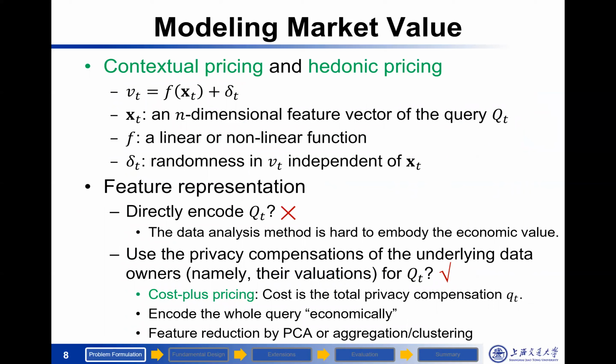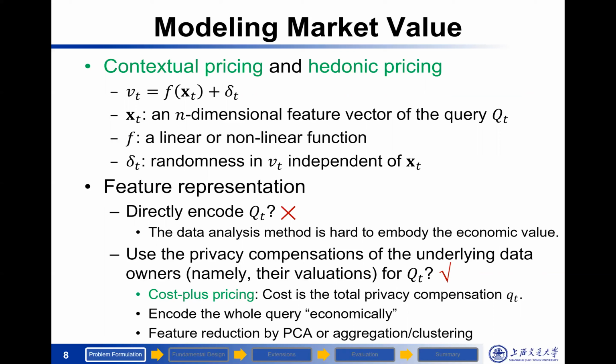To build the market value model, we adopt a key principle from contextual pricing in computational economics, which states that the market value of a product is a function of its features. Here, we let xt denote an n-dimensional feature vector of the query Qt. The function f can be linear or nonlinear. To make the pricing model more robust, we allow some uncertainty delta t in the market value, which is independent of the feature vector.